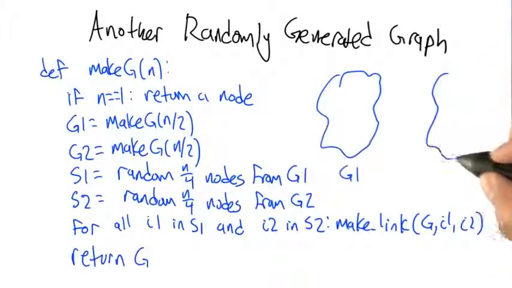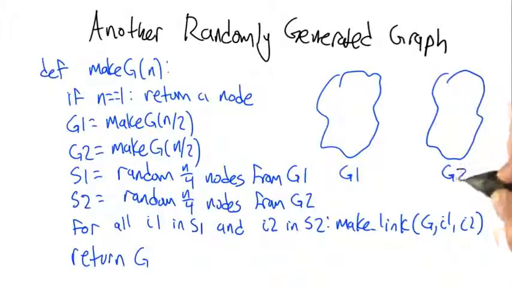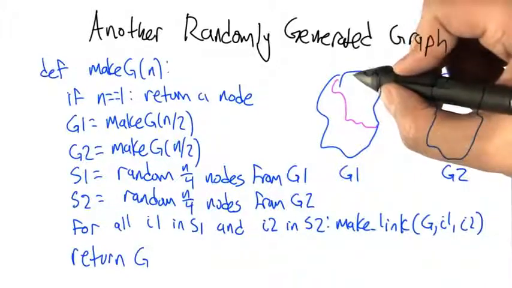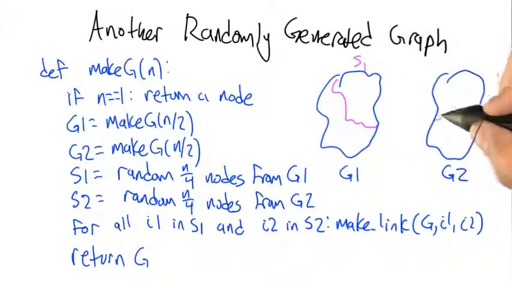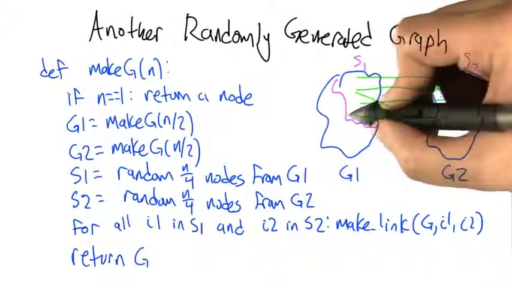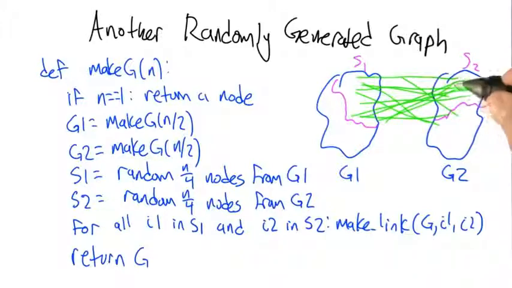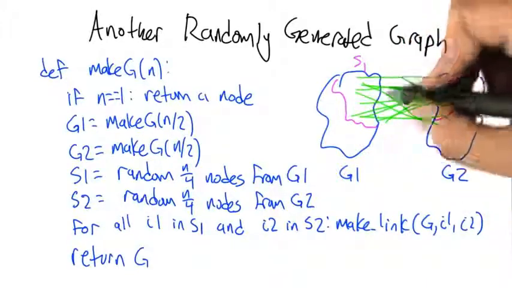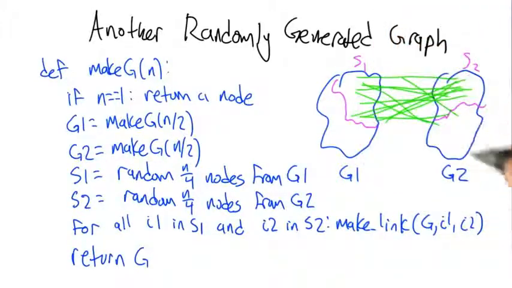So we have some graph G1, we have some graph G2. We choose half of the nodes at random to be called S1. We choose half of the nodes at random in this graph to be S2. And then we connect up all pairs so that every single node up here is connected to every single node up here. It gets very densely connected here, but much looser elsewhere.